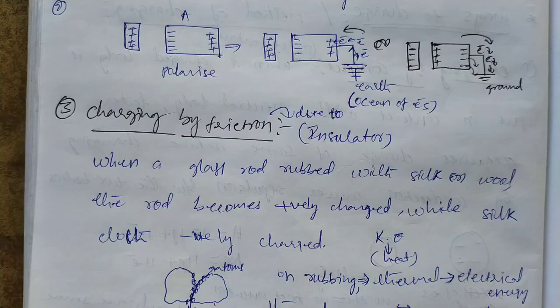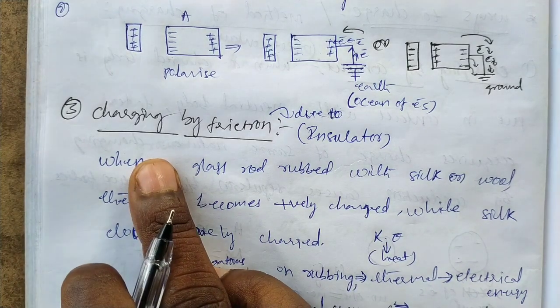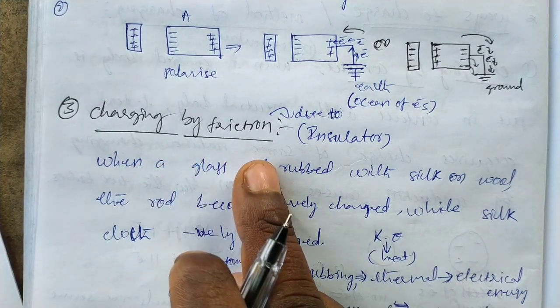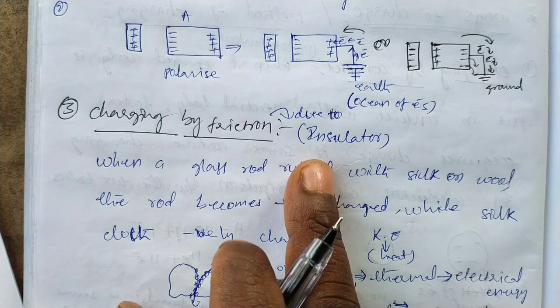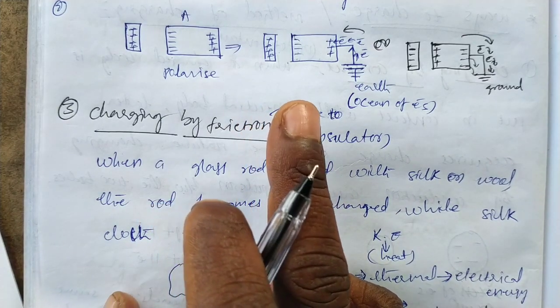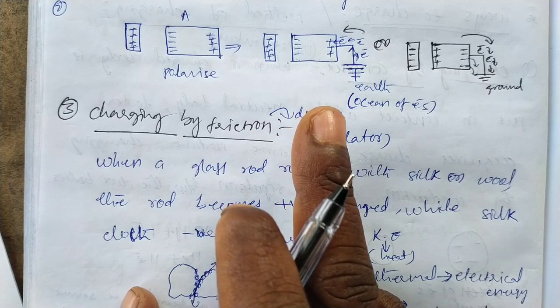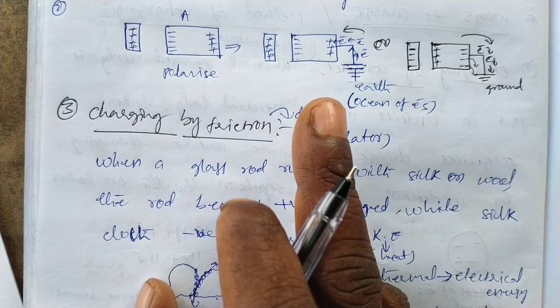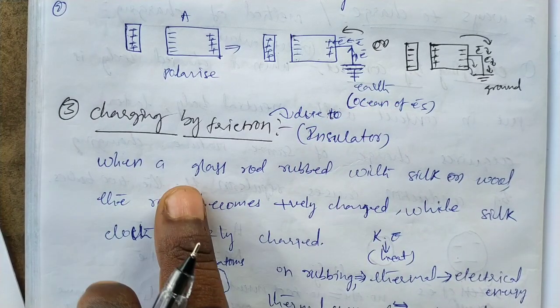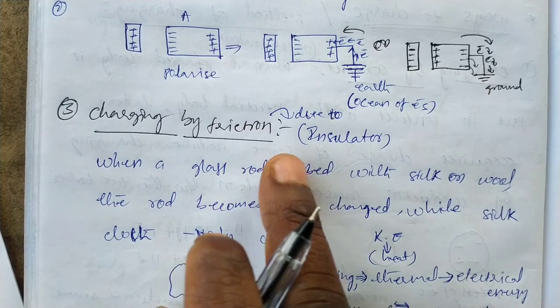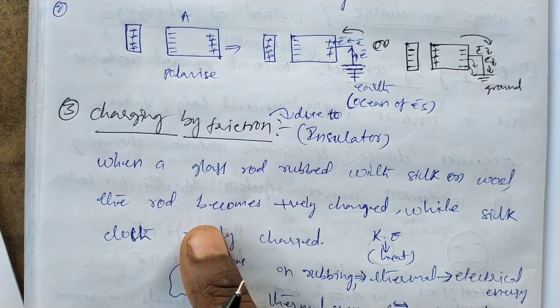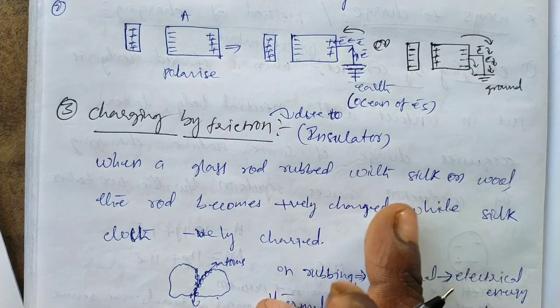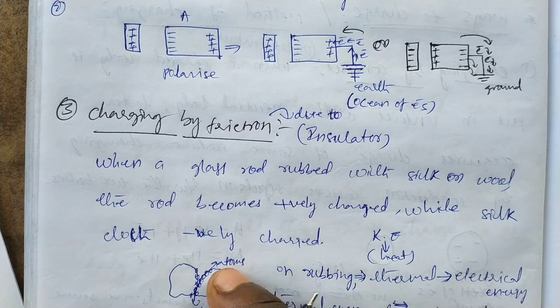The third one is charging by friction. It occurs in insulator materials. Charging by induction is also with insulators but without touching. In charging by induction, it applies to all metals, conductors or insulators, but in charging by friction it applies only to insulators. When glass, rubber and plastic are rubbed with silk, wool and hair, they can be attracted, being positively or negatively charged.